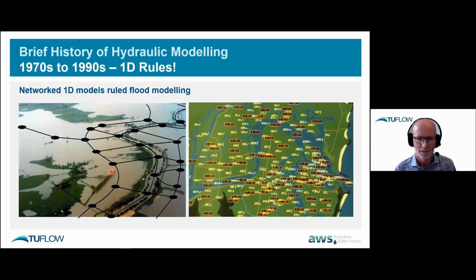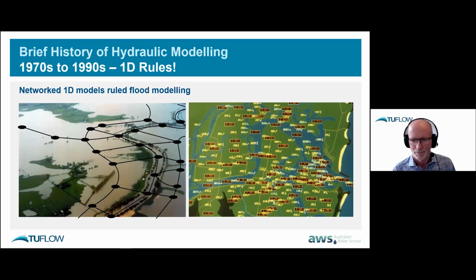And obviously water can interact between the floodplain and river. So that's what we call network 1D models. And they became the mainstay of flood modeling. And over time, we developed ways of looking at the results. So if you've got good eyes, you'll see there's a flood level there, and you've got some arrows with, in this case, flows. So that's how we would look at our models digitally.